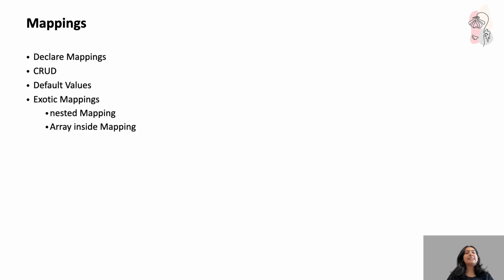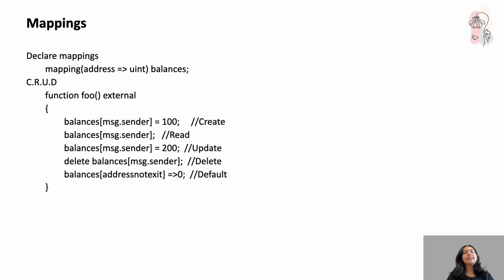Now coming to mapping, these are the following things that we're going to see. Declaration of mappings, your CRUD: create, update and delete. What is R for? Read. Default values. Exotic mappings. In exotic mappings, we're going to see nested mappings and arrays inside mappings. Declare mappings, this we've seen already before. Mapping address to uint. That is, address is your key type and uint is your value type.